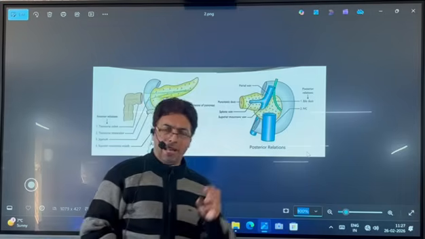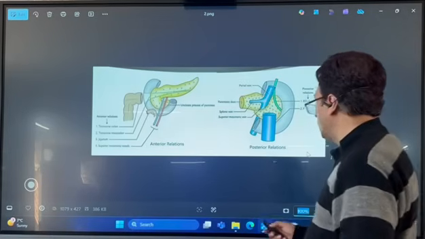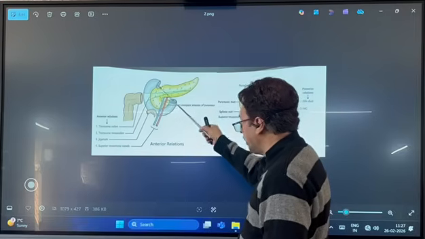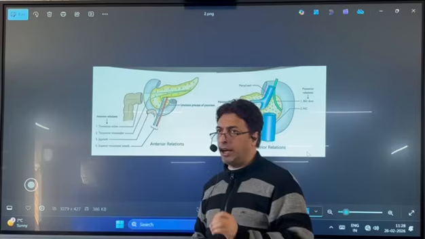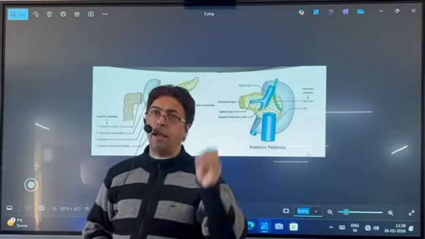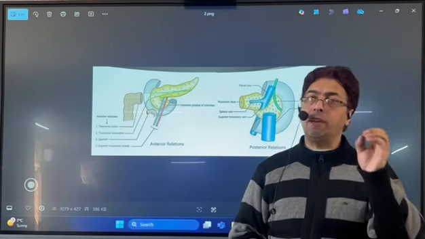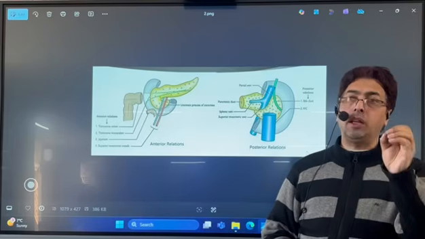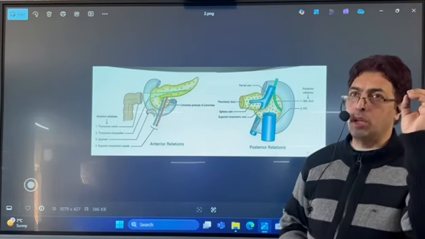The neck of the pancreas is a slightly constricted part, as I showed you in the last slide. So this part is the neck of the pancreas. And one important thing to remember is that posterior to the neck of the pancreas, there is the splenic vein and the superior mesenteric vein, which join together at the level of the neck of the pancreas to form the portal vein.